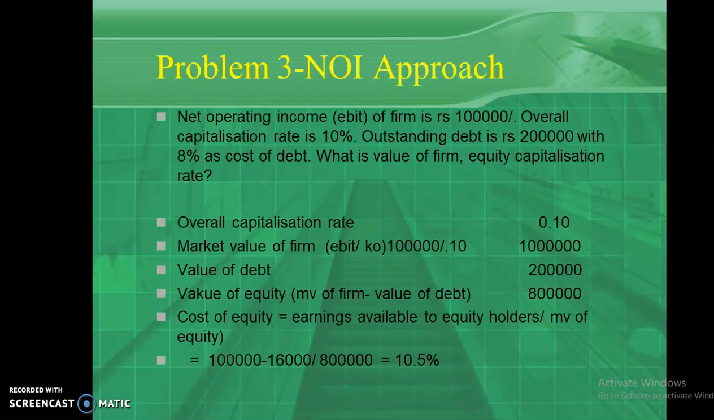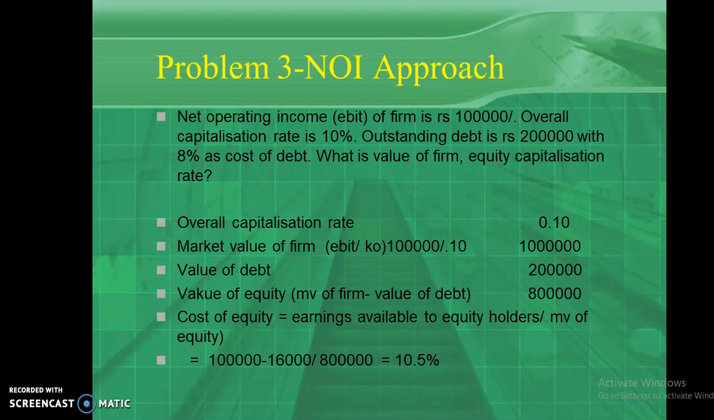Net operating income of a firm is rupees 1 lakh. Overall capitalization rate is 10%. Outstanding debt is rupees 2 lakh with 8% as cost of debt. What is the value of the firm and what is the equity capitalization rate under the net operating income approach?